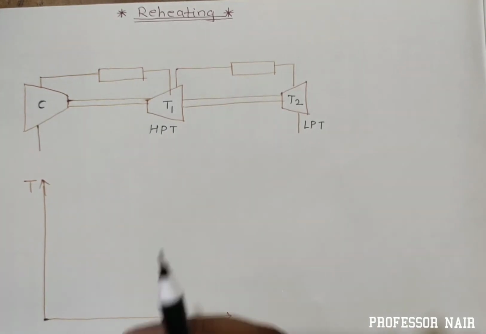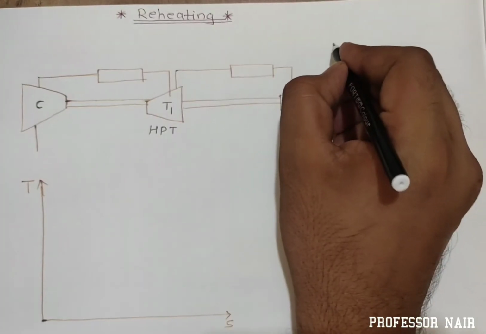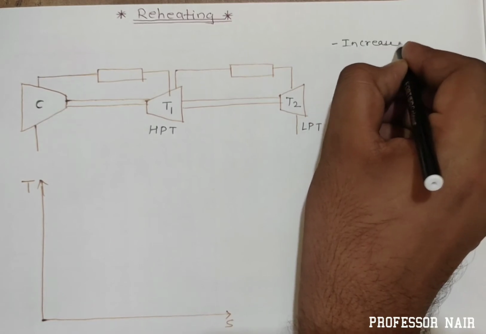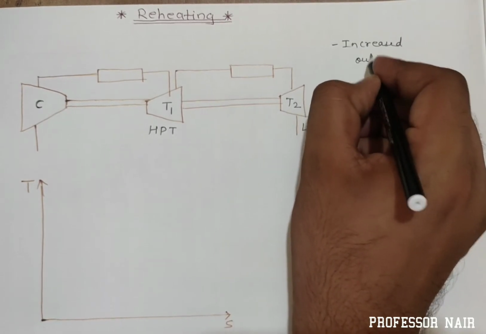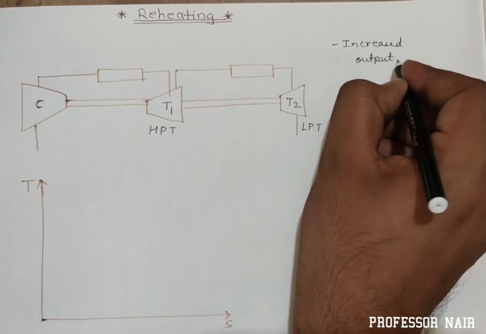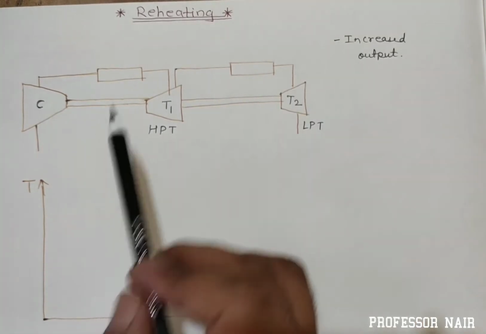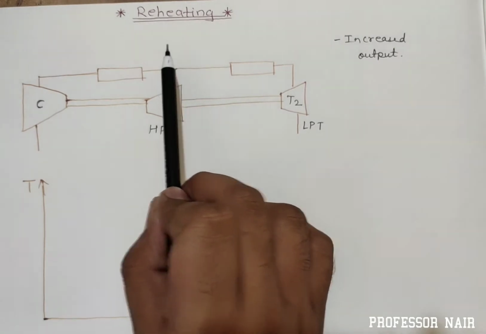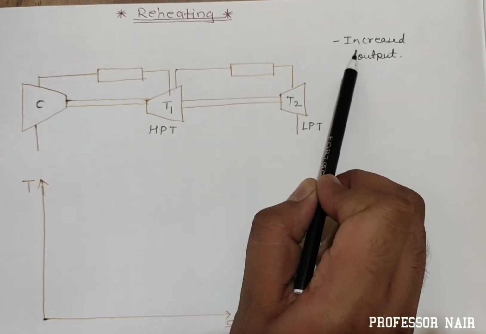So the main advantage of using reheating is that we get increased output. I will write here: increased output, because I am using two turbines. So the main advantage is that yes, efficiency increases, but output also increases.